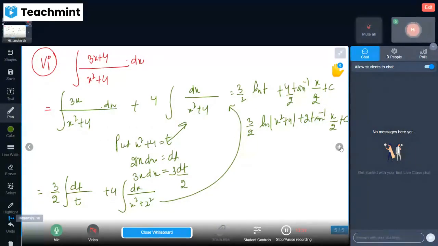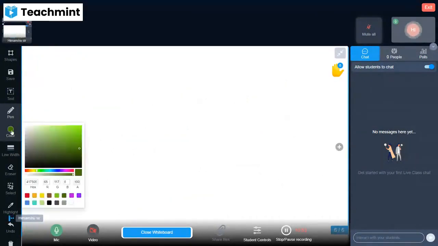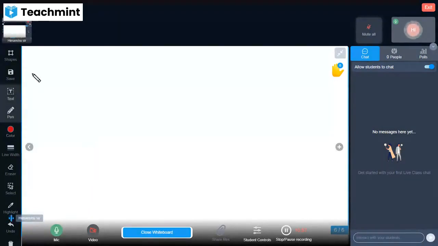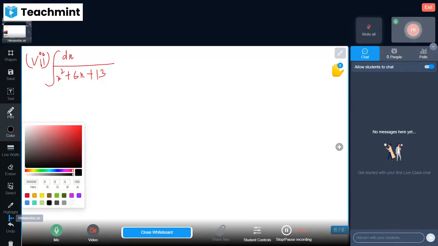Okay, so let's move to the bit more difficult one. This is the most important question, often asked by the examiners. This requires a little bit of arrangement, a little bit of better arrangement. So dx upon x square plus 6x plus 13. So it needs completing the square.